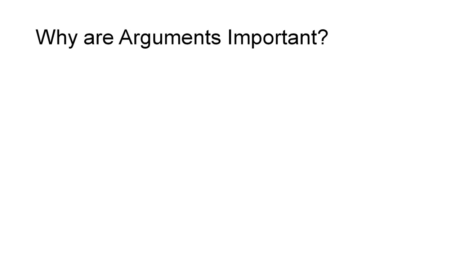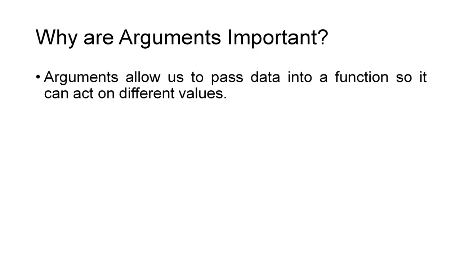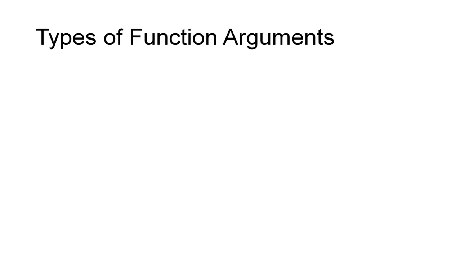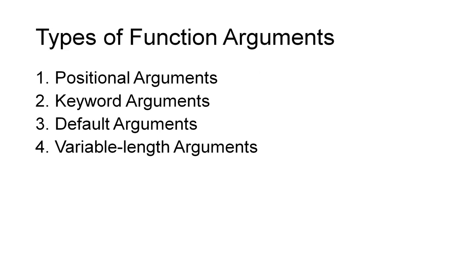Arguments are very important because they allow us to pass data into a function so it can act on different values. So it makes a function dynamic instead of static. There are different types of function arguments: positional arguments, keyword arguments, default arguments, and variable length arguments.